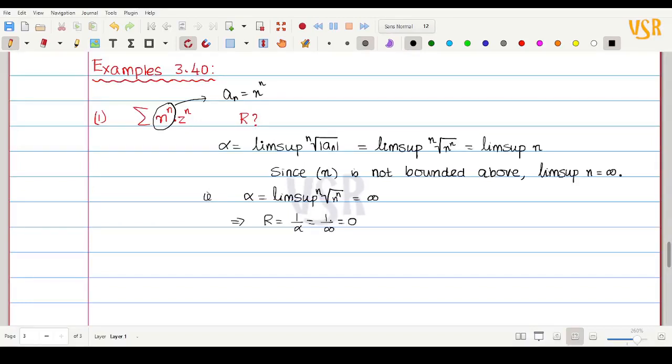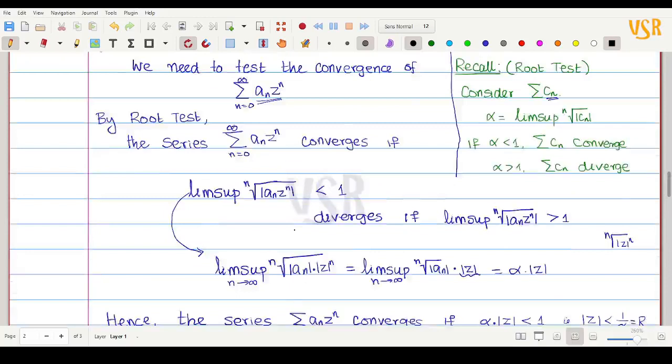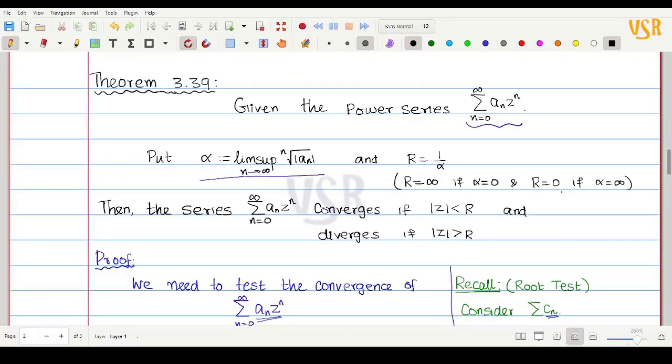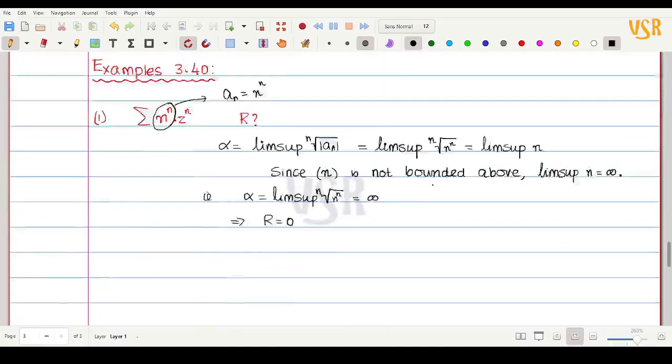நான் இந்த இடத்துல 1 divided by infinity ன்னு எழுதக்கூடாது, but we may write: if alpha equal to infinity then R equal to 0. அதை convention proof பண்ணும்போது அப்படி தான் proof பண்ணியிருக்கோம். Statement எழுதும்போது, if alpha equal to infinity then R is 0, if alpha equal to 0 then R is infinity. So we are having R equal to 0.